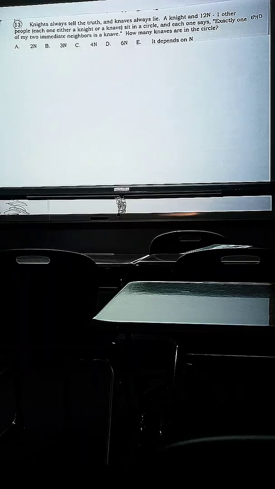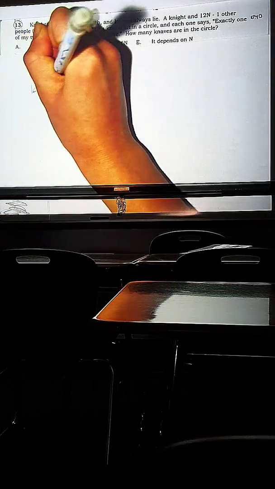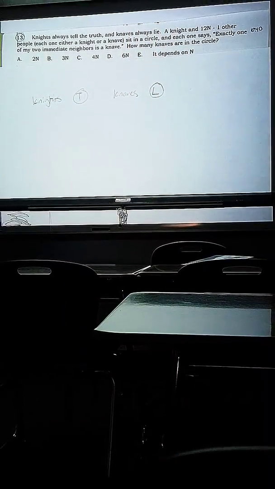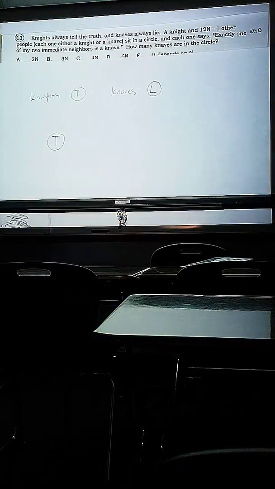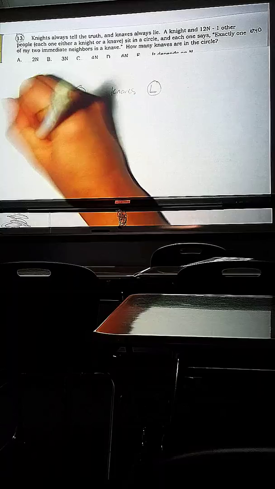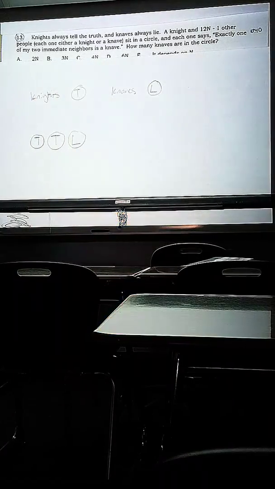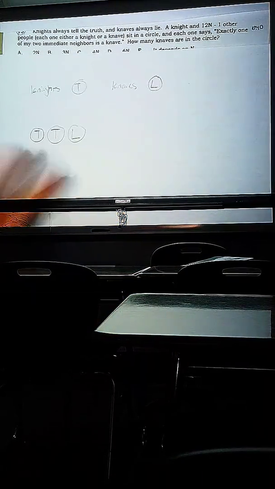So I noticed that knights and knaves start with the same letter. So I decided to represent knights with a capital T in a circle for truth teller, and knaves with a capital L in a circle for liar. So if you start with a knight, the knight is always going to have 1 knight and 1 knave sitting next to it. It can be this way or this way.